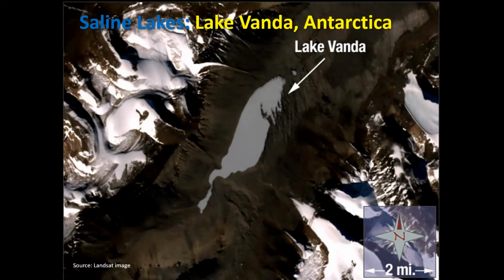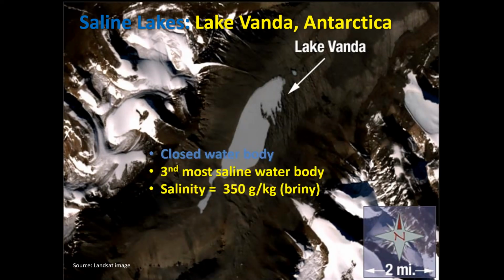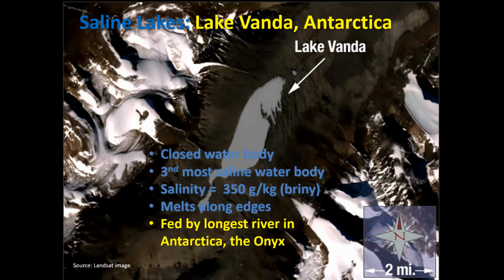Here's an example of Lake Vanda from Antarctica. It's a saline lake. It's a closed water body, third most saline water body in the world. Salinity is over 350 grams per kilogram, so it's definitely briny. And in the summertime, it melts along the edges. Just for added information, it's fed by the longest river in the Antarctic, the Onyx, but it's a very short river.